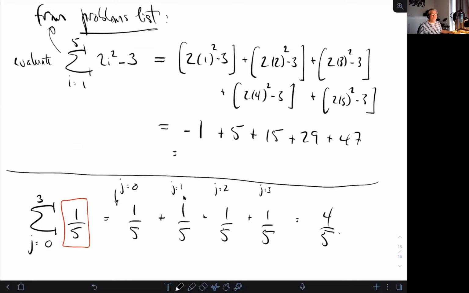Okay, it's a constant summand, because 1/5 is equal to 1/5 for any value of j, right? It doesn't change. There's no j, so it never changes. Okay, so there was one like that in the WebWorks, which is one of the trickier ones. Okay, does that make sense? Hopefully it does.